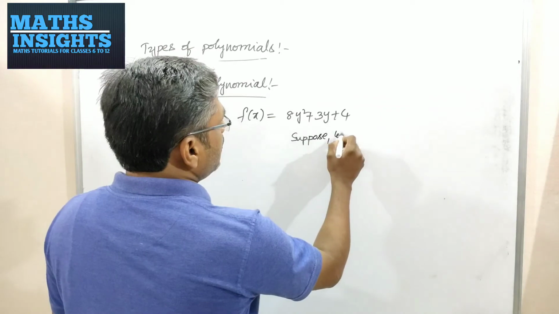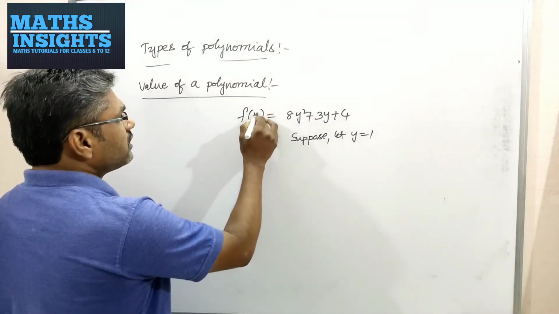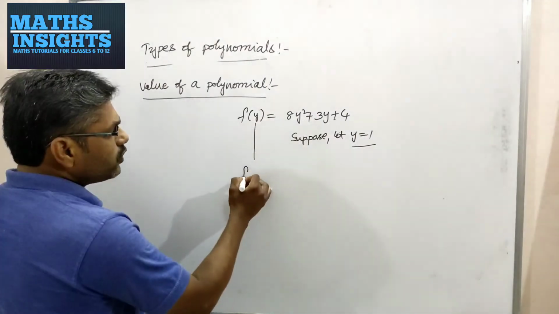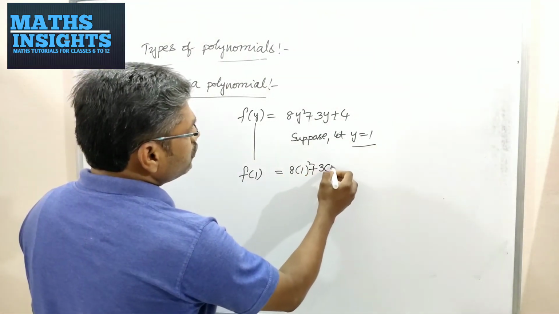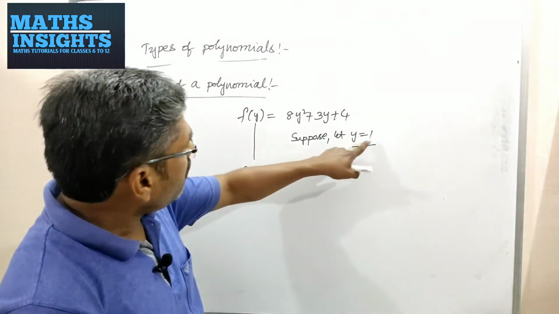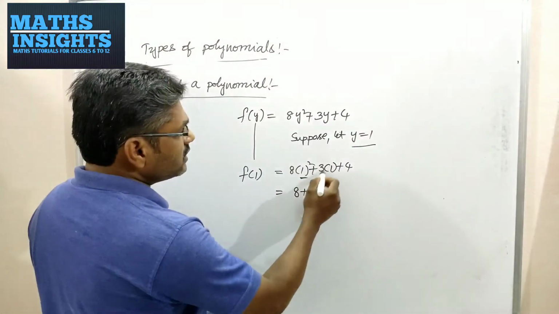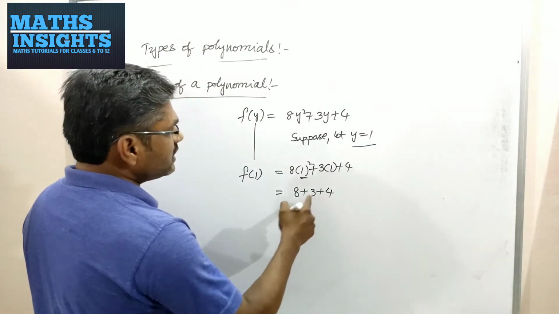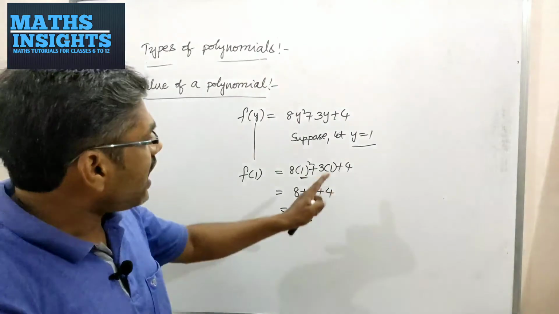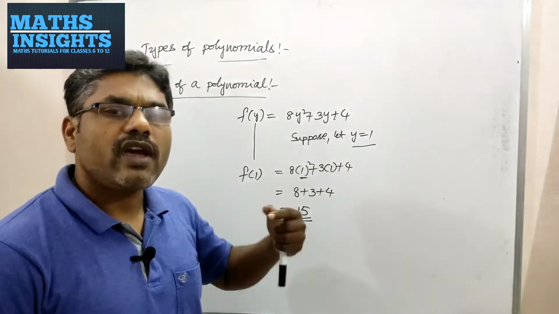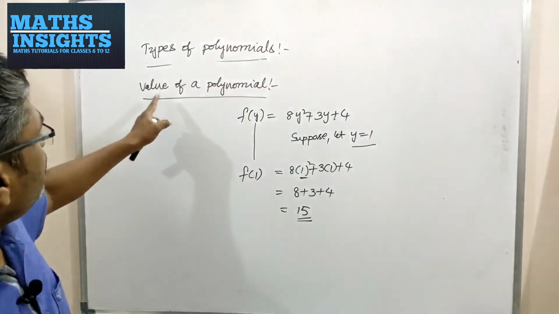Suppose y is equal to 1. Then I will substitute. I am going to find f of 1. Therefore, 8 into 1 square plus 3 into 1 plus 4. I am substituting 1 wherever y is there. Therefore, 1 square is 1, 1 into 8 is 8, plus 3 into 1 is 3, plus 4. 8 plus 3 is 11, 11 plus 4 is 15. This is the value of the polynomial at y equal to 1. So you may have different values for this polynomial if you substitute different values for y. So this is the value of a polynomial.